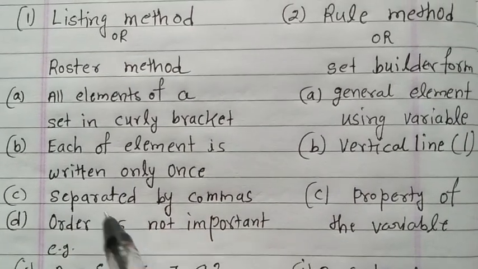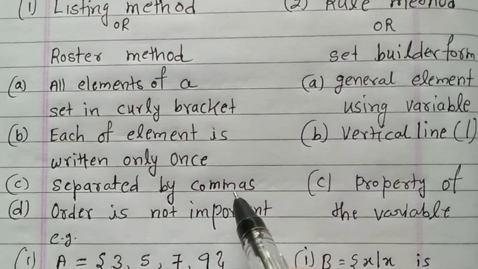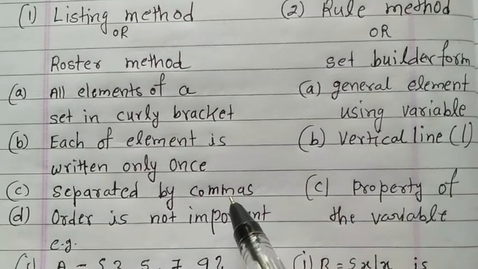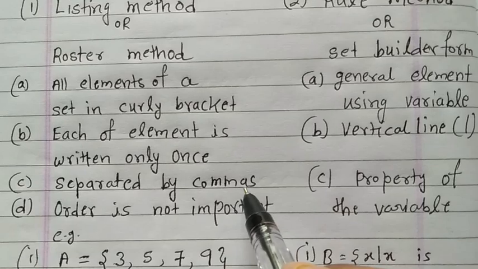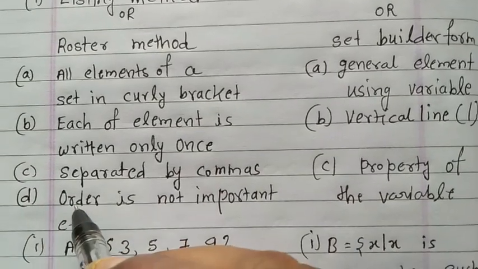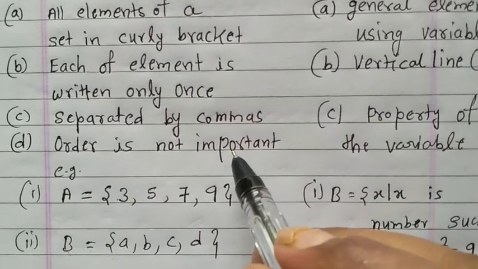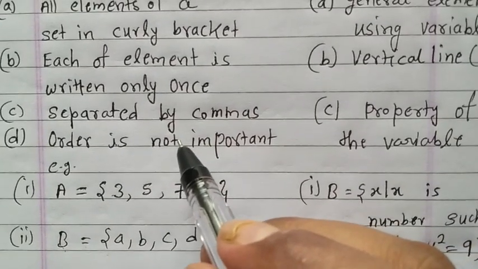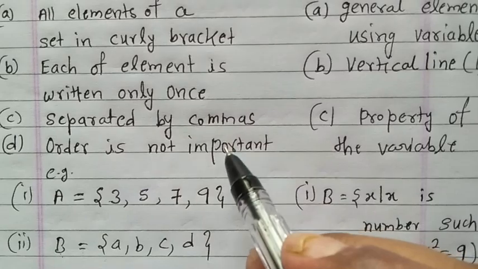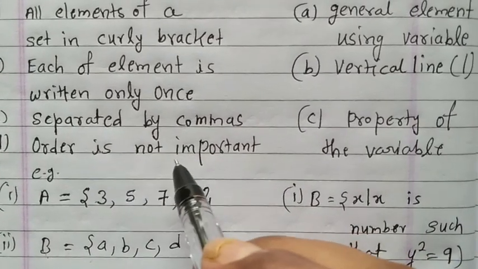Third point, separated by commas. That means all the elements are separated by commas. Next one, order is not important. Order is not important means what? The elements we are able to write first and afterwards. That is not important.